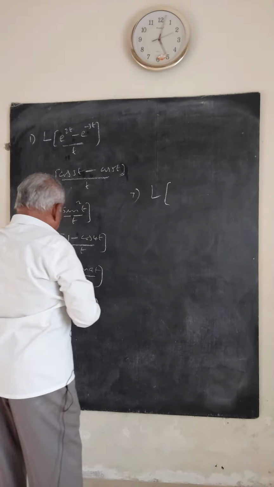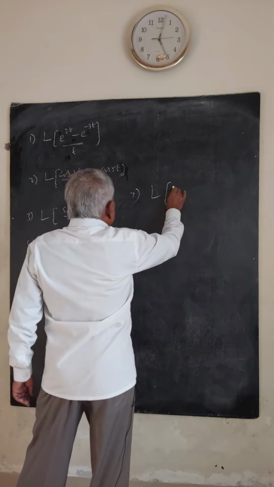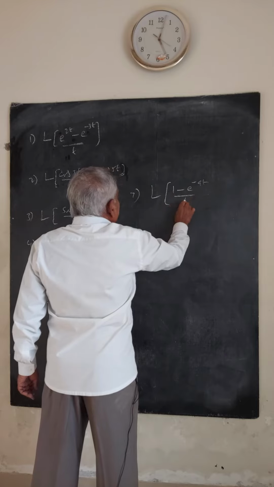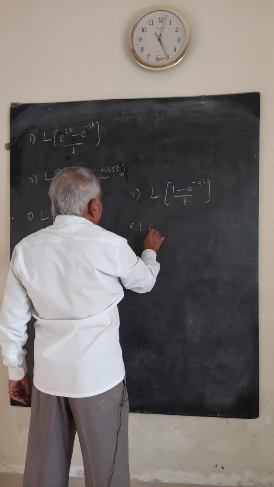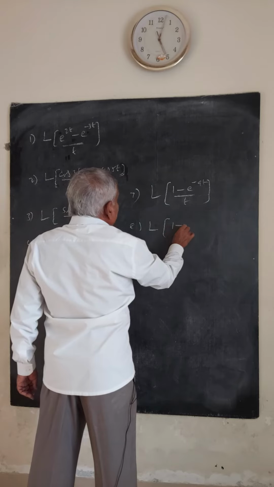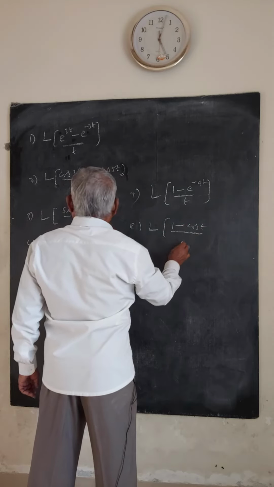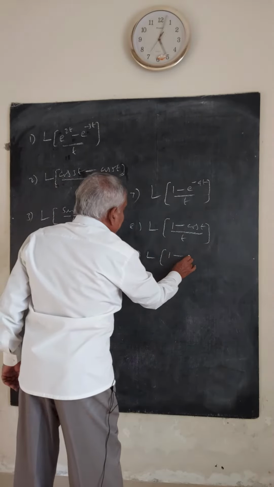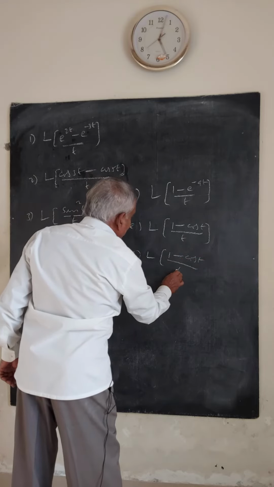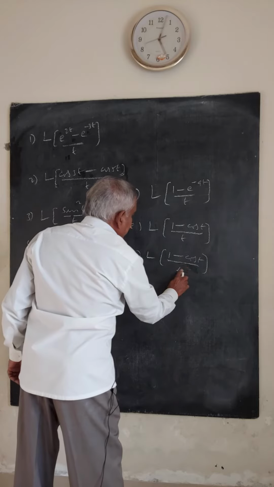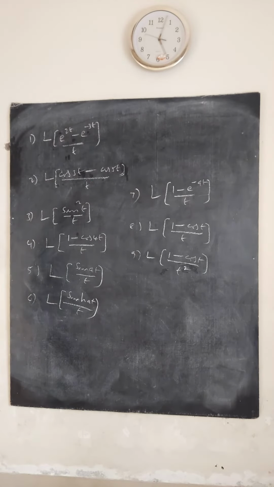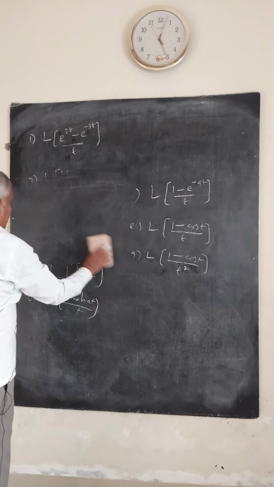7, L of 1 minus e power minus at by t. 8, last sum, 1 minus cos t by t. And 9th sum, L of 1 minus cos t by t square. This sum only is a very big sum. Remaining sums are very easy. Let us do sums one by one.